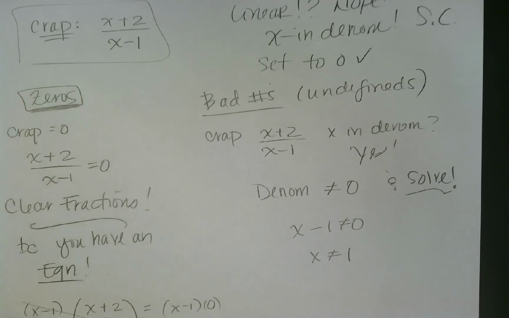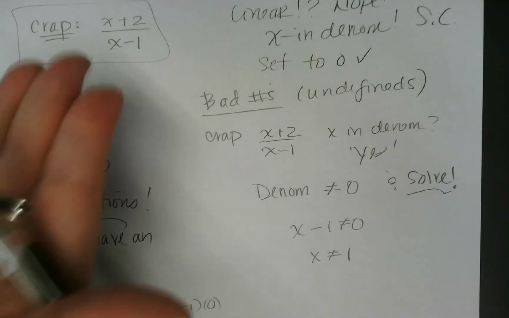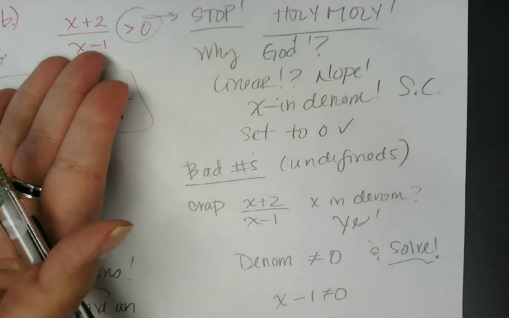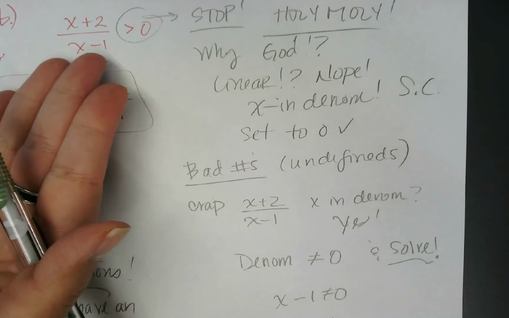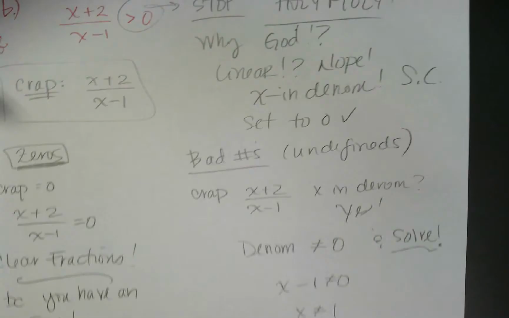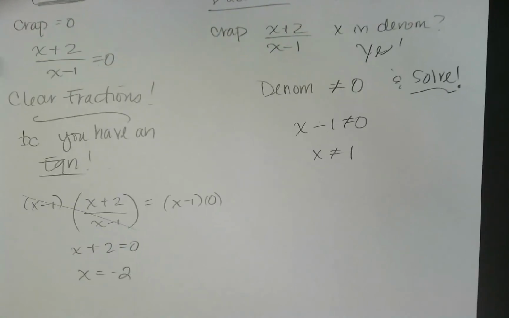So, however you solve this problem, 1 cannot be in your solution set. If you plug in 1 into that, that does not make a true statement. It doesn't even make a number. Okay? So we got to exclude that. Alright, so now we have our zeros and our bads.